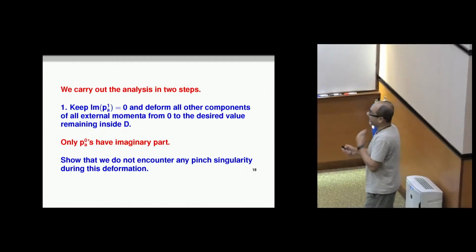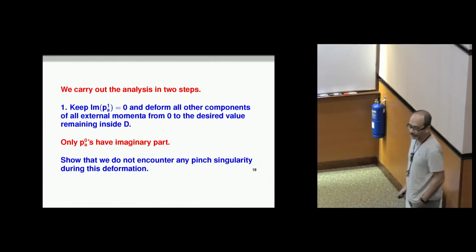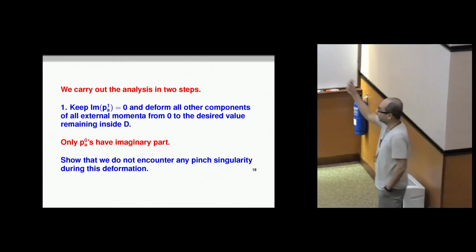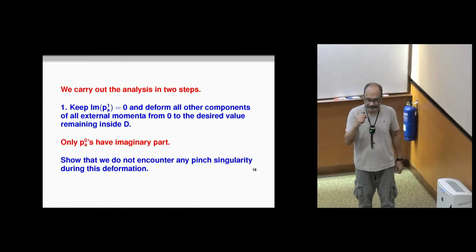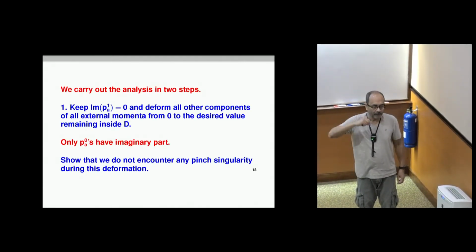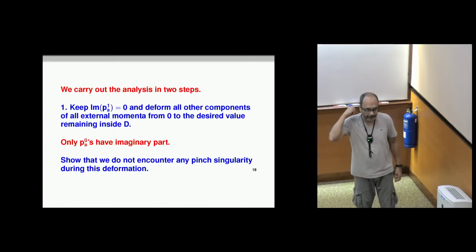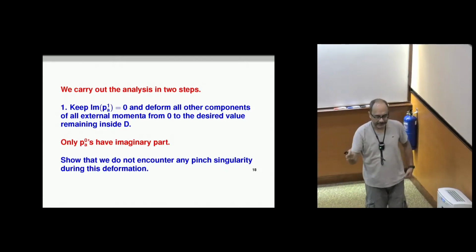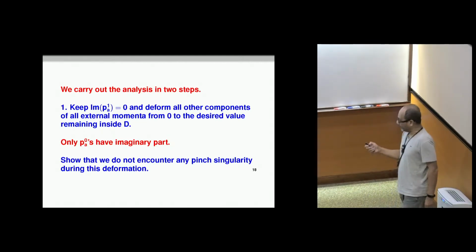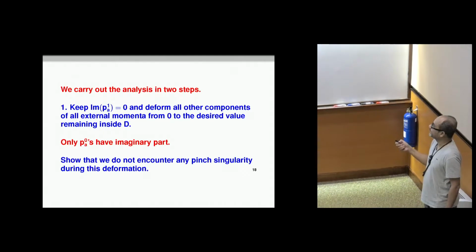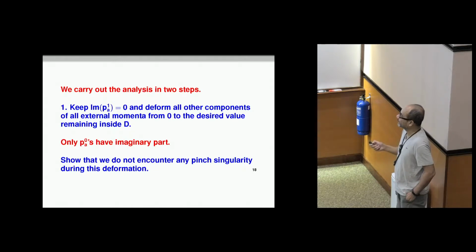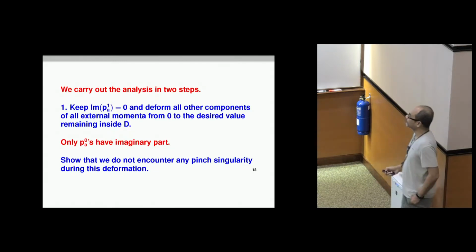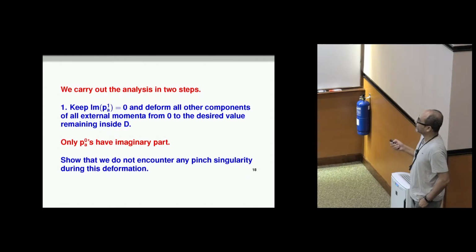So what we do is to carry out our analysis in two steps. You have to show that, given any point inside the primitive domain of analyticity, where we know that the function is analytic near the origin, you can find some way to deform the momenta from the origin to the desired point and show that we don't hit singularities. The way we carry out this deformation is in two steps. In the first step, we keep the imaginary part of P1 for all external momenta at 0, and deform all other components of all external momenta from 0 to the desired value, remaining inside D.